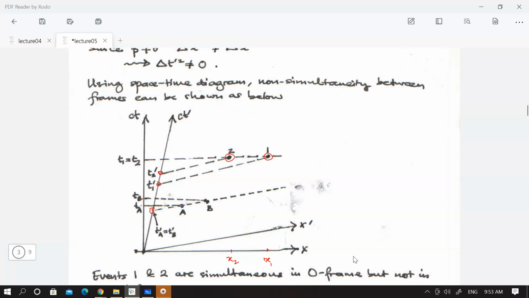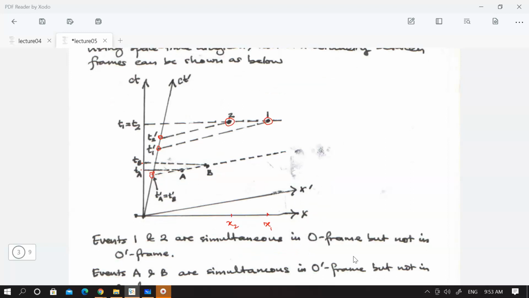Okay, so you get all this nice diagrammatic description of things that happen in special relativity.